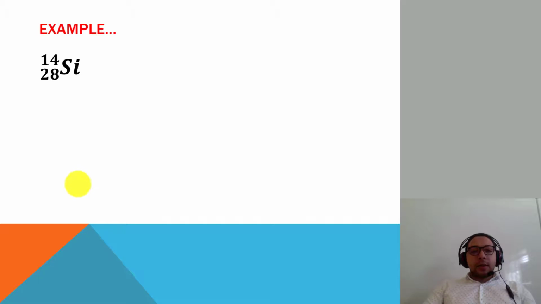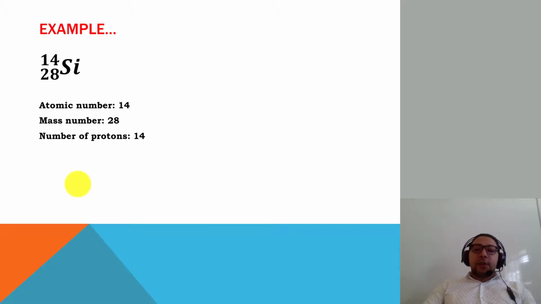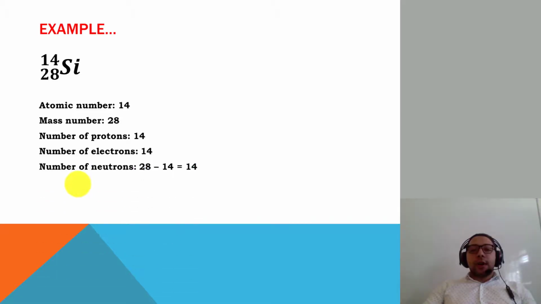Okay, let's start. So we have small number and large number. We said smaller number is always representing the atomic number and the larger number is representing the mass number. We said the number of proton is equal to the atomic number, perfect. So it's 14. Number of electron is equal to the atomic number as well, so it's 14 as well. And the number of neutron is going to be 28 minus 14, so we're going to have 14 as well.